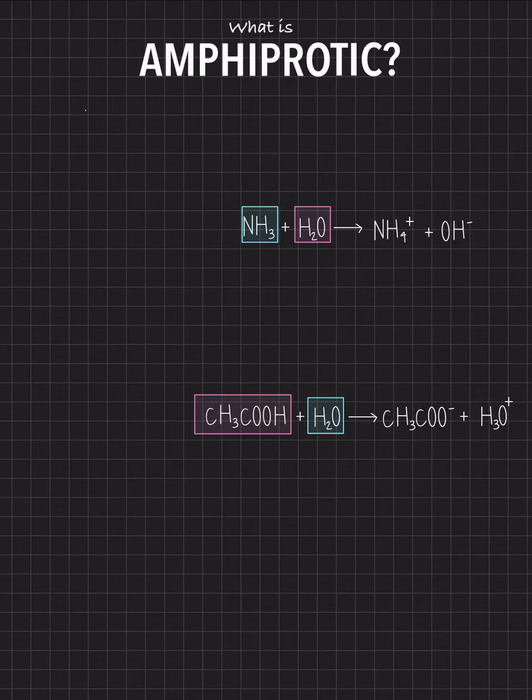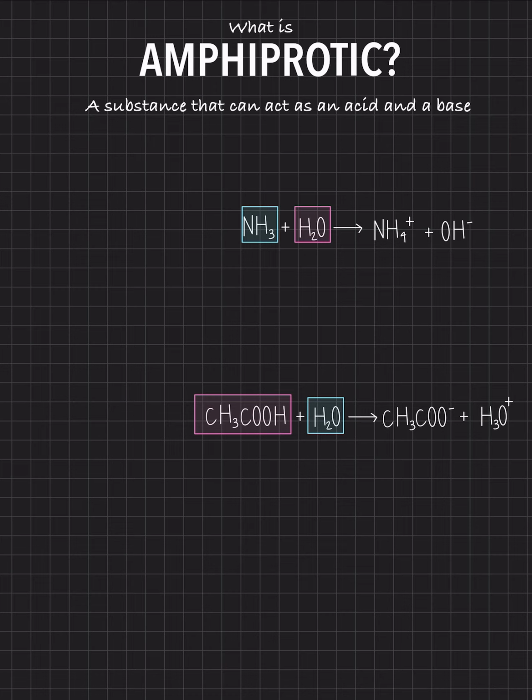Hello everyone, today I want to go over the question, what is amphiprotic? So amphiprotic is a term that you can hear thrown around a lot in general chemistry, and so I wanted to make a video and address it and show you actual examples of what amphiprotic is. So what is amphiprotic? Amphiprotic is a substance that can act as an acid and a base. And a common example you will see is water.